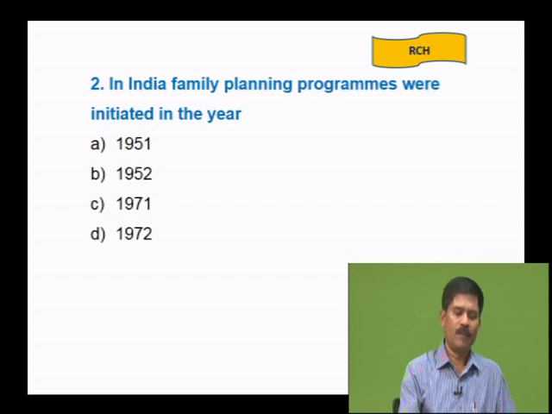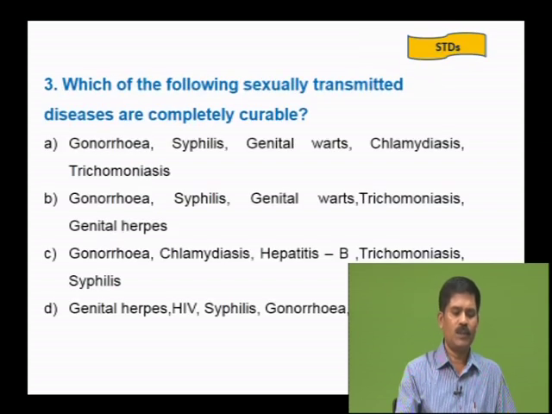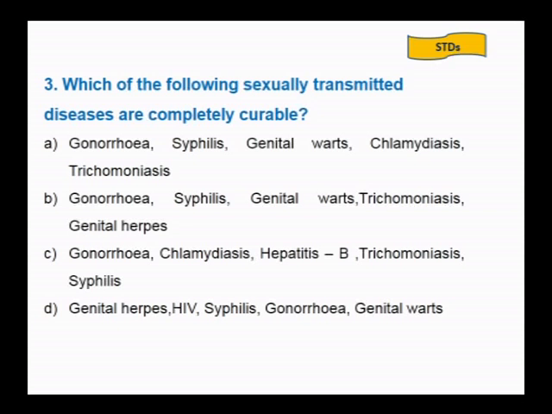In India, family planning programs were initiated in the year... It's a direct question. Family planning programs were initiated in the year 1951 at the national level in India. Which of the following sexually transmitted diseases are completely curable?